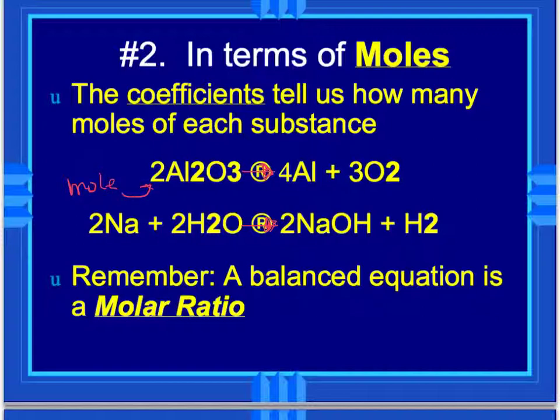And remember, a mole is that measurement for counting the number of items, and it means 6.02 times 10 to the 23rd. So the way that we would read this next equation is that 2 moles of sodium along with 2 moles of water produce 2 moles of sodium hydroxide and 1 mole of hydrogen gas. So just a reminder that a balanced equation is a molar ratio. So we're going to use this thing called a mole ratio or molar ratio when we're doing these calculations in the next video.